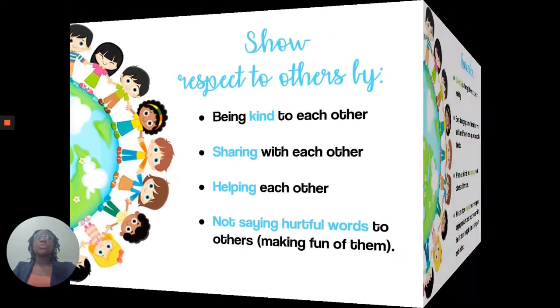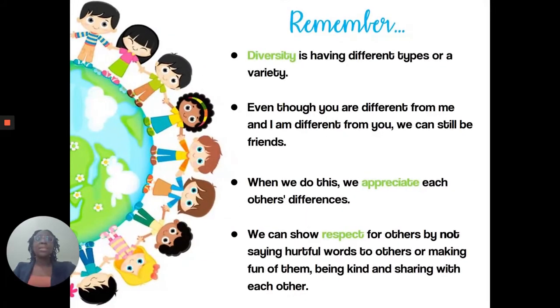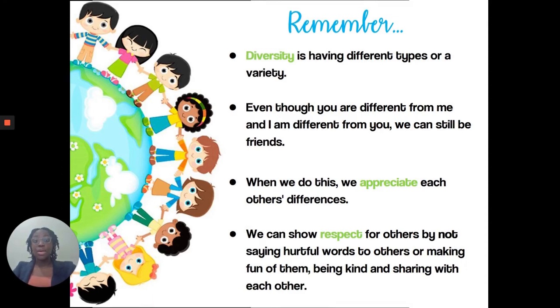So, as we close off our session for today, remember that diversity is having different types or variety. And even when I may be different from you and you different from me, we can still all be friends. We have to appreciate other people's differences and show respect by not saying hurtful words or making fun of people, but being kind and sharing with them.